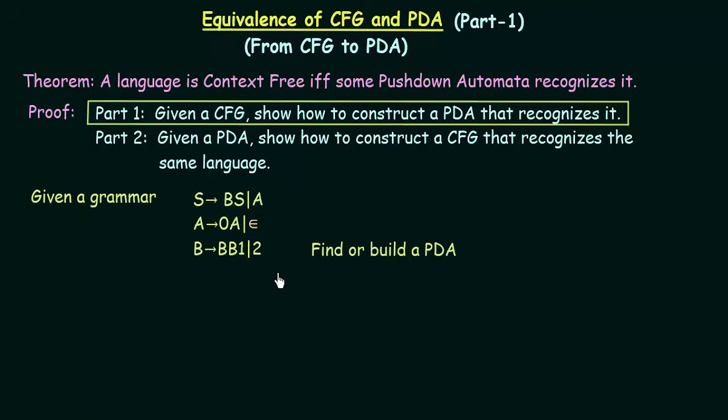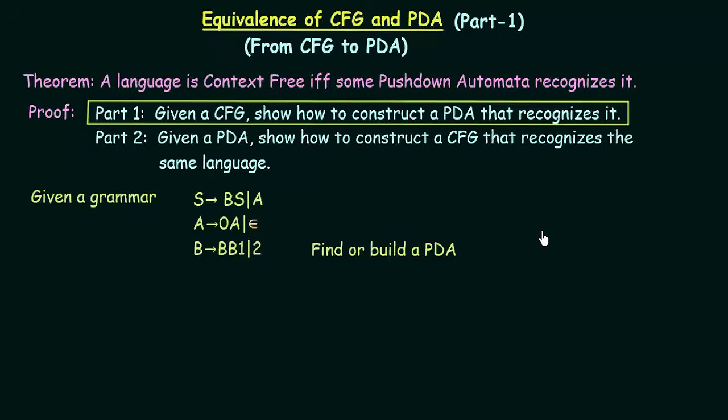We don't have to worry too much about the productions that this grammar is giving, but what we have to do is, if we are given this grammar, we have to build a push-down automaton for this grammar. If we are able to build a push-down automaton for this context-free grammar, then we are able to prove part 1. That is, if we are given a CFG, we are able to construct a PDA, and hence we will be able to prove the theorem which says a language is context-free if and only if some PDA recognizes it, and hence we can say that CFG and PDA are equivalent.